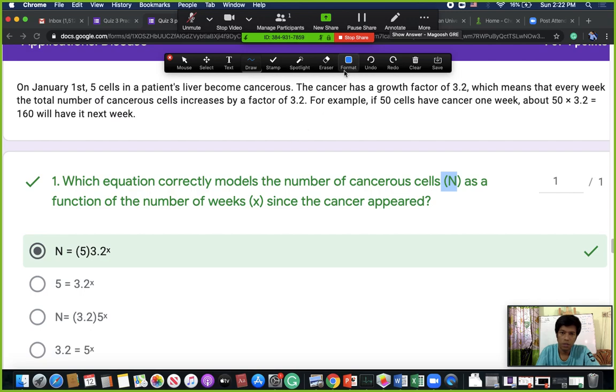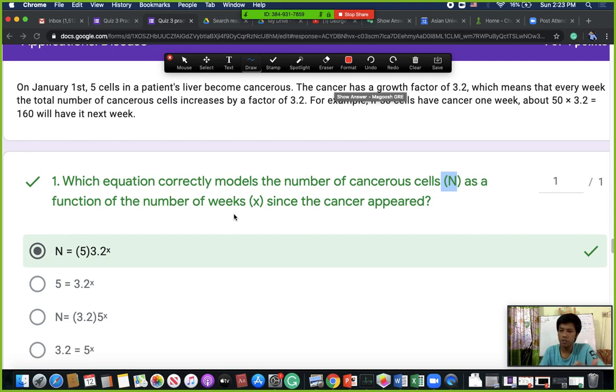You may remember our formula. Our formula for finding exponential function is f(x) equals c a to the power x. This is the main format, or our starting point, as we discussed in our exponential function: c a to the power x. C is what? C is the initial value. A is what? A is the growth factor.